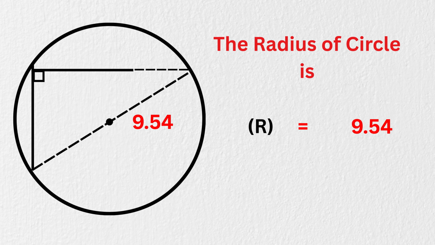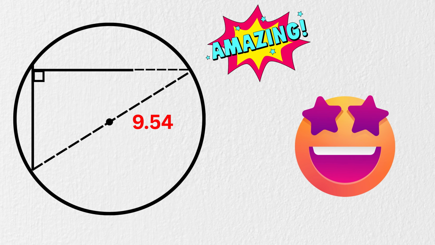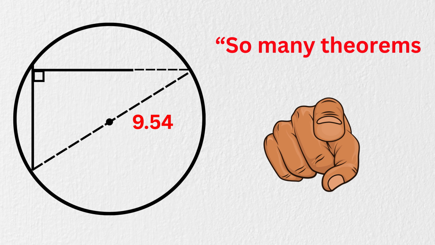And that's it. The radius of this circle is about 9.54 units. Wasn't this an interesting problem? Have you found so many theorems just in one video?